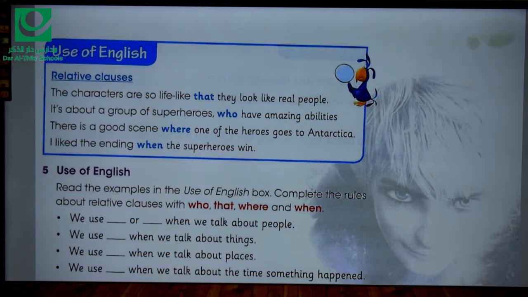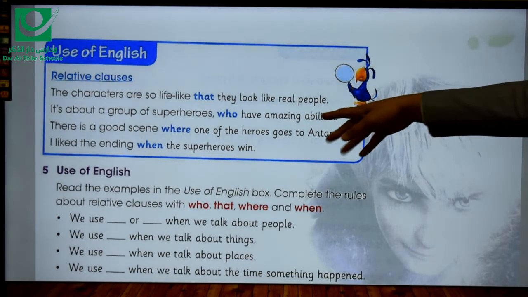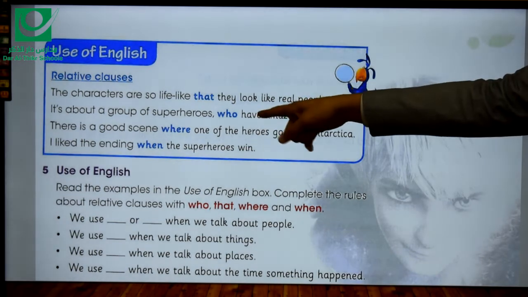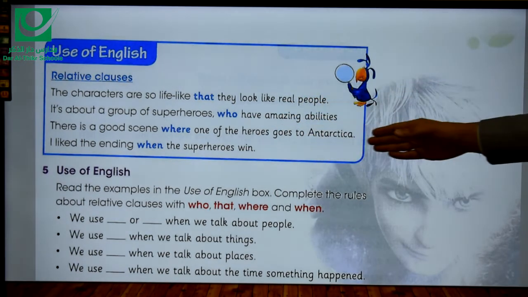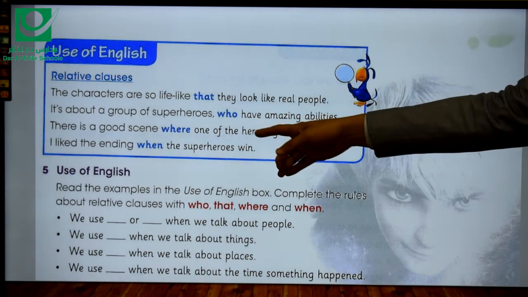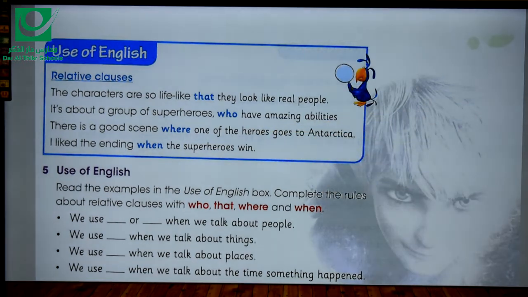What do you mean by relative clauses? Let's read some examples to discover. The characters are so lifelike that they look like real people. It's about a group of superheroes who have amazing abilities. There is a good scene where one of the heroes goes to Antarctica. I like the ending when the superheroes win.